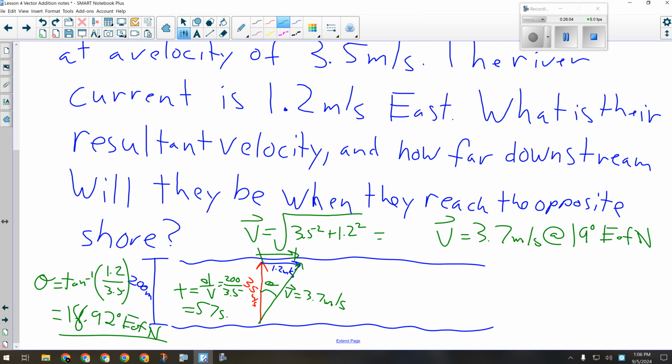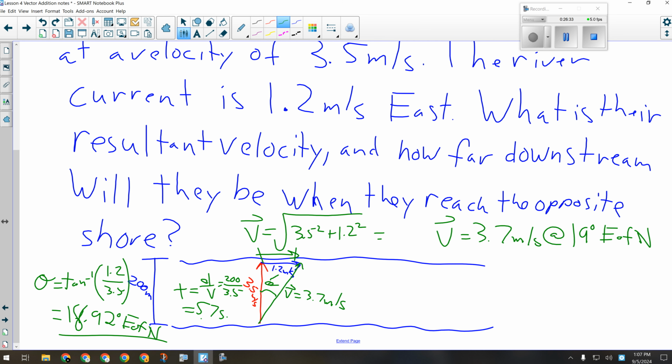Okay, for 57 seconds, I am moving both across the river and down the river. So if I know that I'm moving down the river at 1.2 meters per second, and I'm doing that for 57 seconds, can I figure out how far down the river I end up? It's just another v equals d over t calculation.